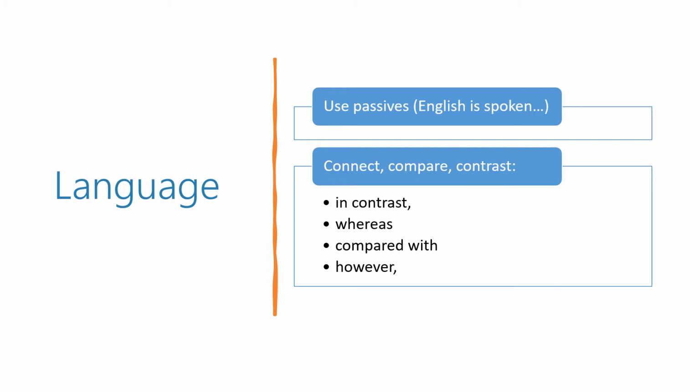You should also make your text flow naturally. It means you should connect sentences and parts of sentences using phrases such as in contrast, whereas, compared with, or however.